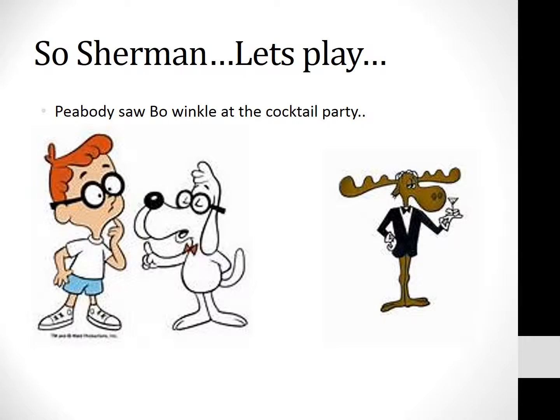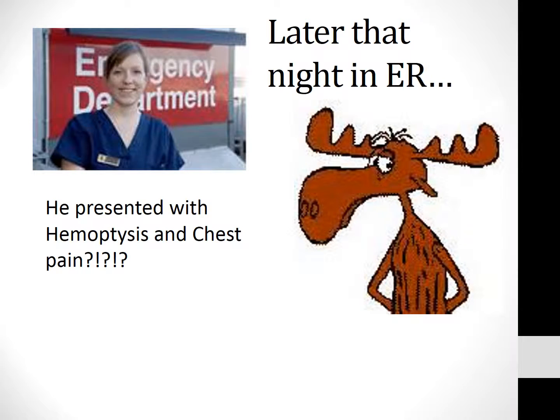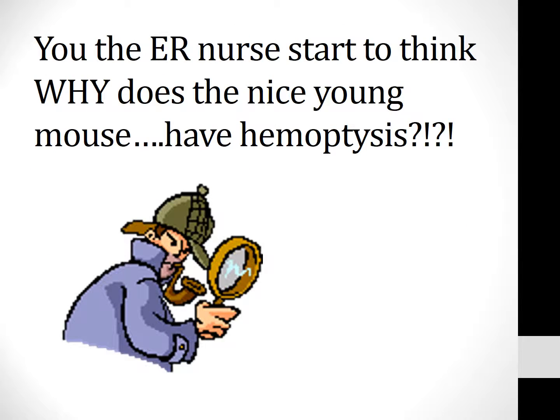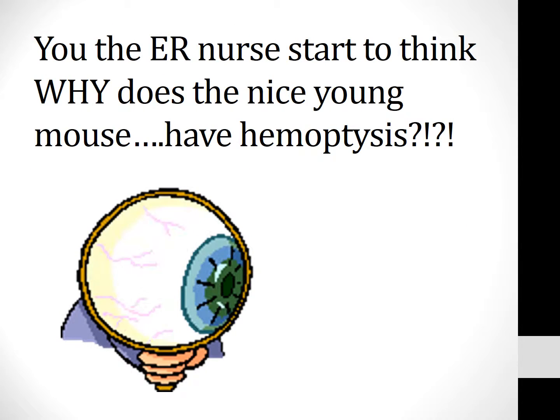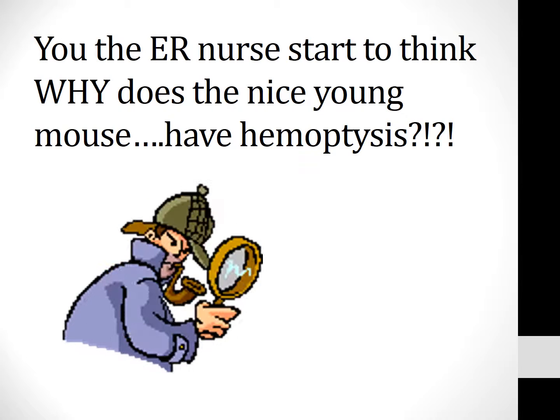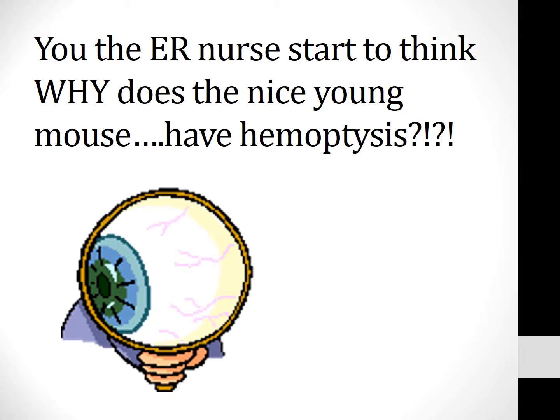So Sherman, let's play. Earlier, Peabody saw Bowinkle at the cocktail party, but later that night, he presented to the ER with chest pain and hemoptysis. We have to rule out the differentials that have to do with hemoptysis and chest pain. Let's think. Why would a nice young moose have hemoptysis? Hmm, so let's see here. What are my differentials?